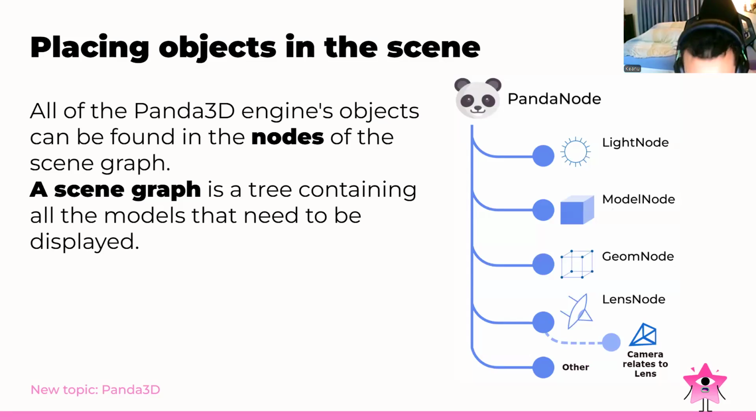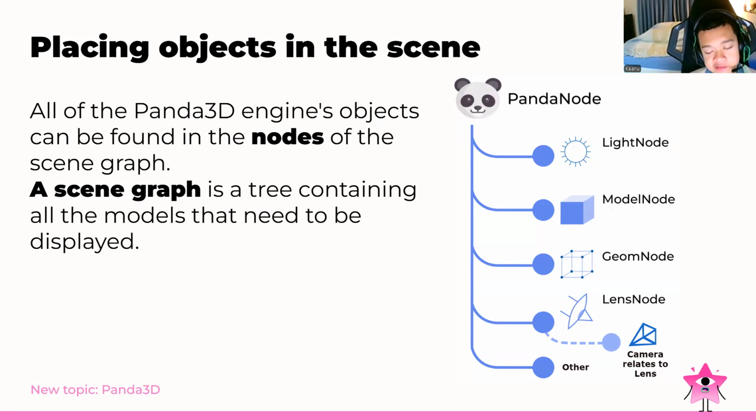So for this one, we have placing objects in the scene. All the Panda 3D engine's objects can be found in the nodes of the scene graph. Basically, a scene graph is a tree containing all the scene models. It's a tree containing all the models that need to be displayed on here.